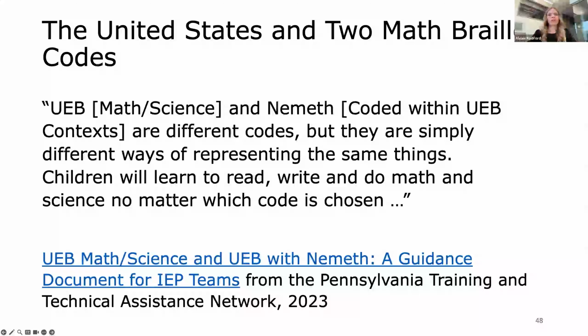In 2023, the Pennsylvania Training and Technical Assistance Network came out with a guidance document for IEP teams regarding the two math Braille codes. We just wanted y'all to be aware of a statement that they included. They said that UEB and Nemeth are different codes, but they are simply different ways of representing the same things. Children will learn to read, write, and do math and science no matter which code is chosen.